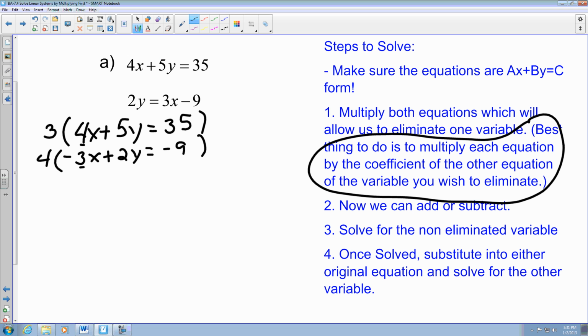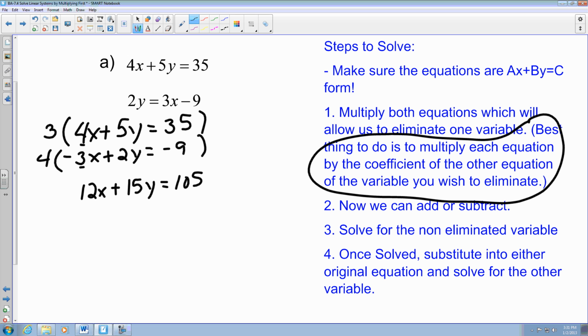And now I can distribute my 3 and my 4 to both equations, and then we can start doing the elimination method. So I have 3 times 4x, which gives me 12x, plus 15y, and then 3 times 35 equals 105.